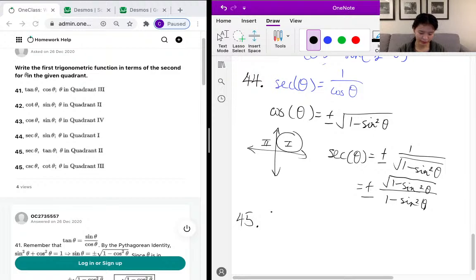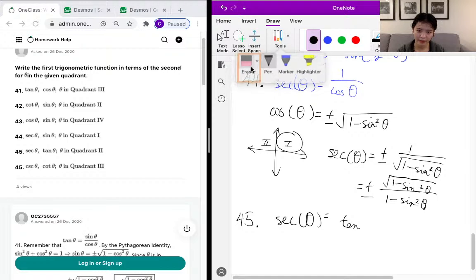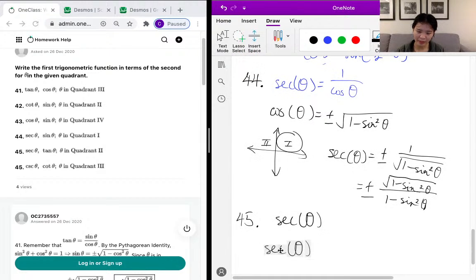All right, now let's look at our 45th problem, and we're asked to write the secant of theta in terms of our tangent of theta. This is actually quite straightforward. So let's again use our Pythagorean identity, except this time let's use one of our other two Pythagorean identities. One of them states that secant squared of theta is equal to 1 plus tan squared of theta.